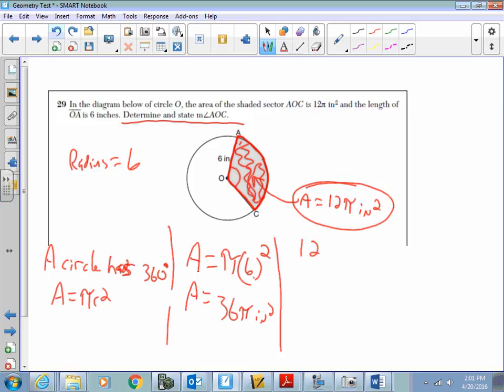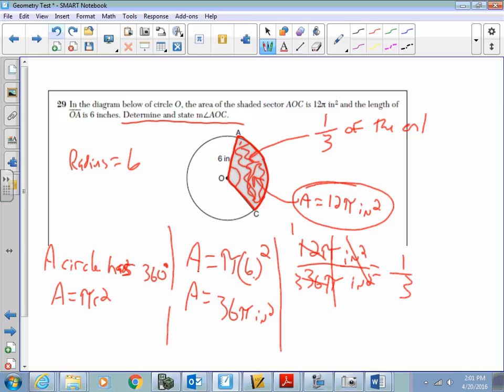Well, it's going to be 12 pi over 36 pi. It's both inches squared and inches squared, so these cancel out to 1, these cancel out to 1, and when you do 12 over 36, you get 1 over 3. So really, this area right here is 1/3 of the entire circle. The fact that it's 1/3 means that this angle is 1/3 of the entire circle.